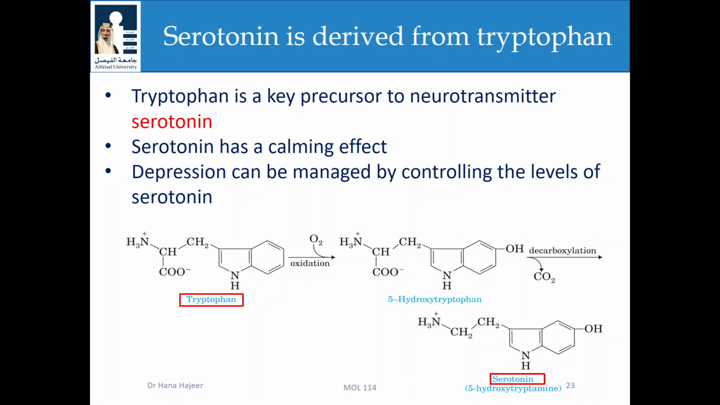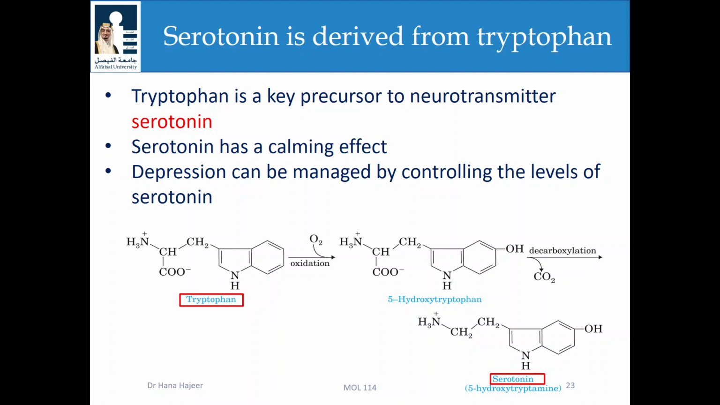Another example of the clinical significance is the formation of serotonin. Serotonin is actually derived from the amino acid tryptophan. So we have three aromatic amino acids. We have phenylalanine that is used to make tyrosine, and the third aromatic is tryptophan, and tryptophan is used to make serotonin.